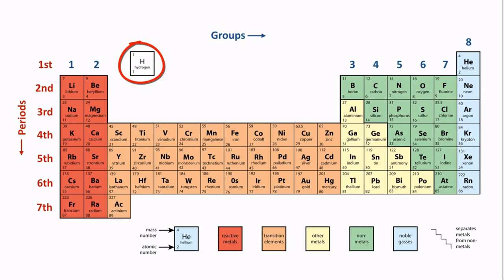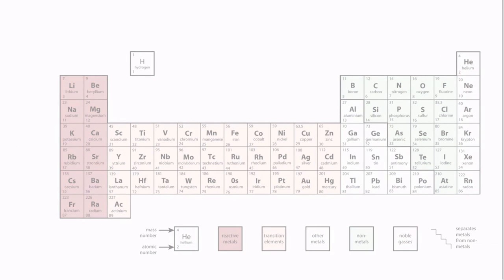White is assigned to hydrogen, which is sometimes shown as a group all on its own because it is so unique. Red shows the reactive metals, orange are the transition metals, yellow are other metals, green are non-metals, and blue are the noble gases.